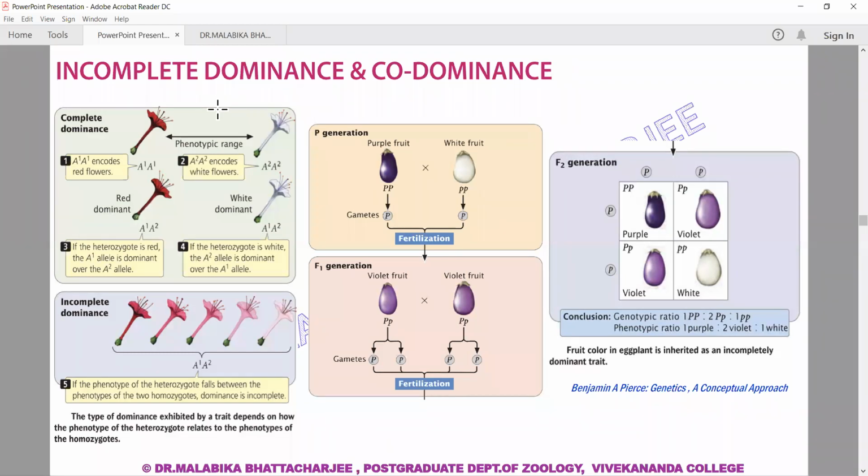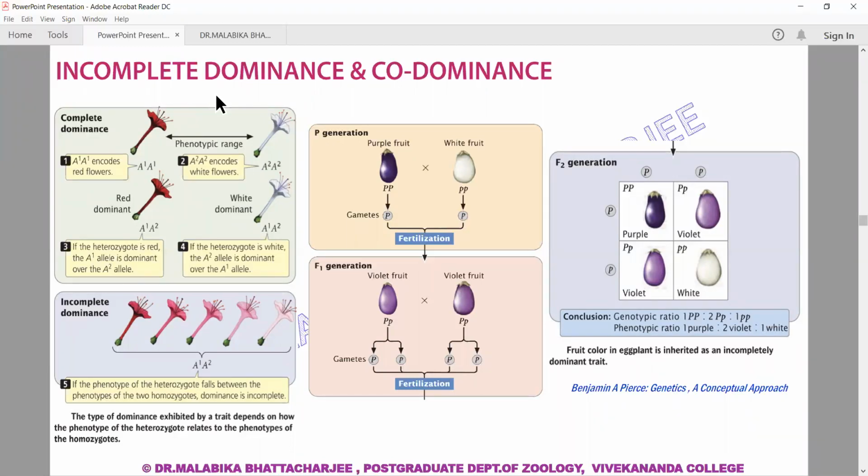And now comes the question of incomplete dominance and codominance. When we think of incomplete dominance, we have to imagine that one allele of a gene is not completely dominant to another allele of the same gene. It is said to show incomplete dominance, also at times referred to as semi-dominance or partial dominance.